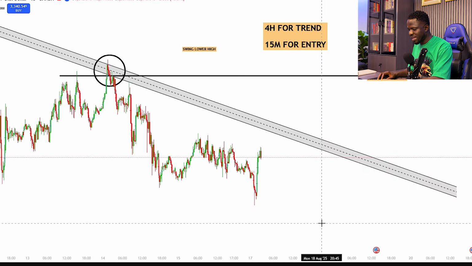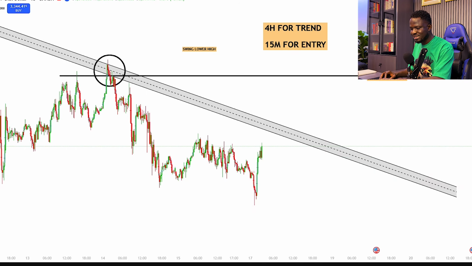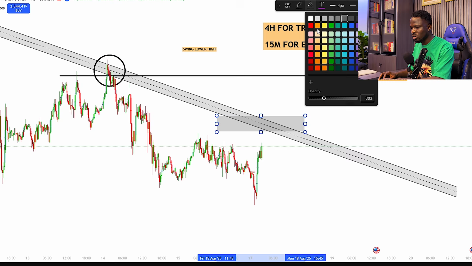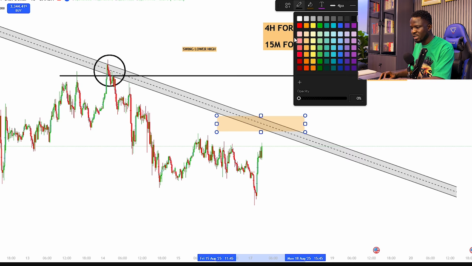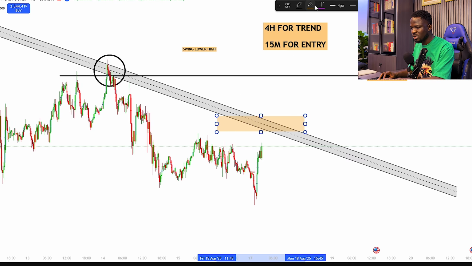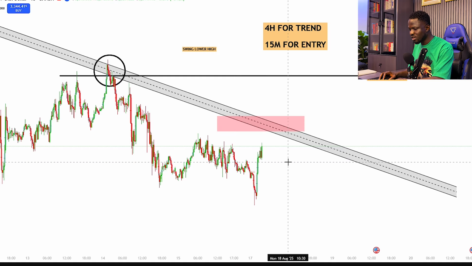Now let's play the price action and exercise a lot of patience. We need to wait for price to mitigate our trend line here. Let me change the color to yellow or red. Let me use red. So we have to exercise a lot of patience.